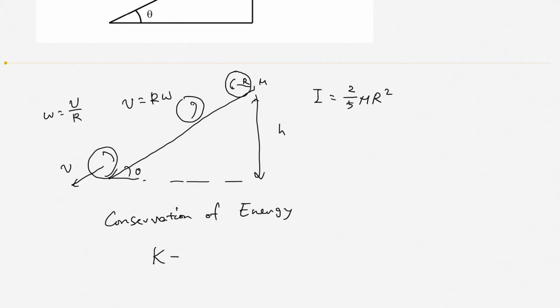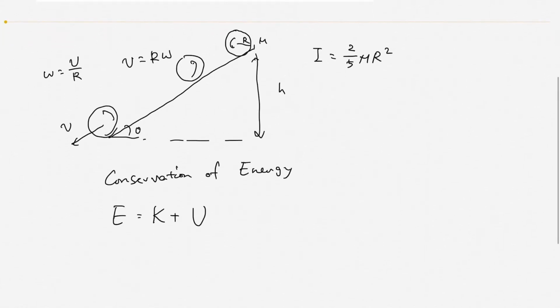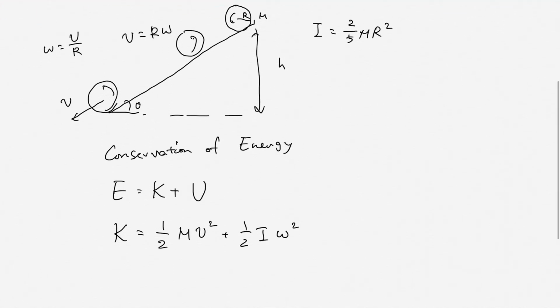Kinetic energy plus potential energy. This energy is always constant. So we consider the kinetic energy is made of two terms. One of the terms is 1/2 mv squared. This is translational energy. Plus 1/2 I omega squared. This is rotational energy. This is rotation. This is translation.